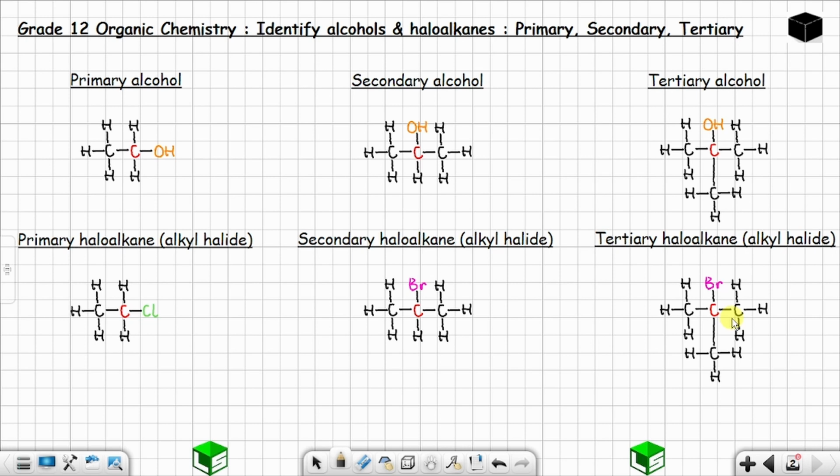So this is how you identify your alcohols and haloalkanes as primary, secondary, and tertiary. Very simple.